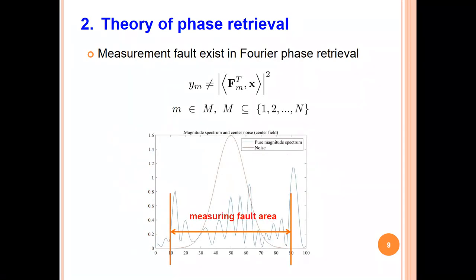The phase retrieval measurement process is sometimes contaminated by local cell noise, which causes measurement fault. This paper considers the typical situation where noise appears in the central area. The picture on the slide shows a schematic diagram of local measurement fault.